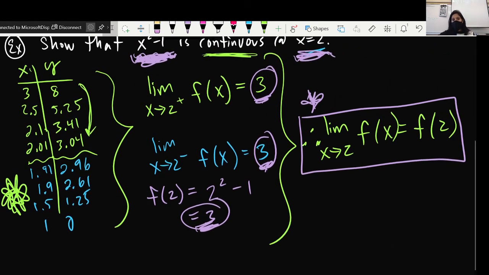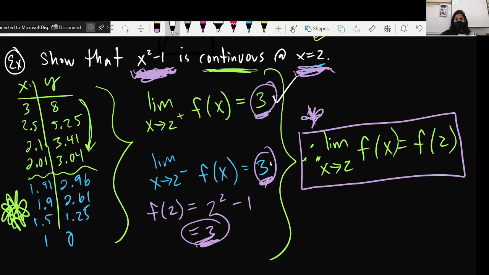And also because we see that this here and this here match, it's proof that it must be continuous at that point, because we check the pattern of behavior to the left and right of it and also at that point, and it all matches up to show continuity. Good?